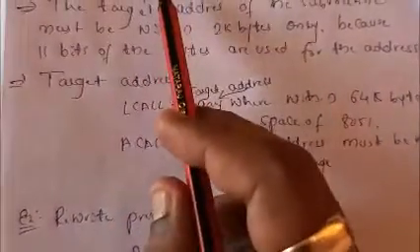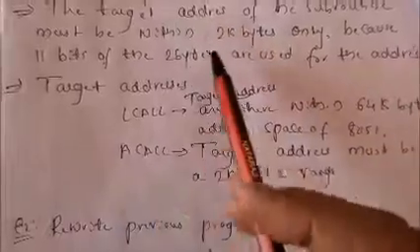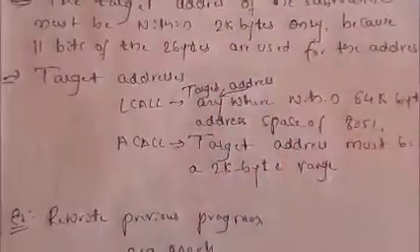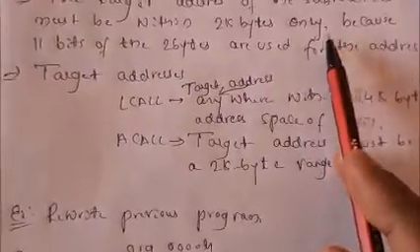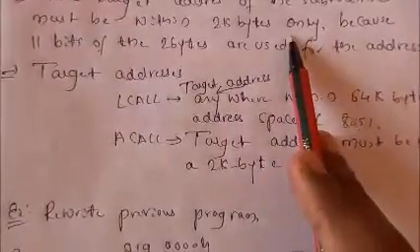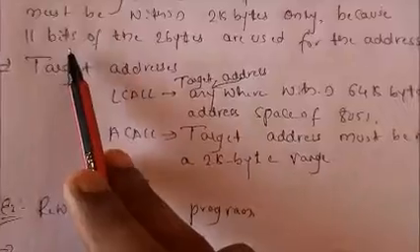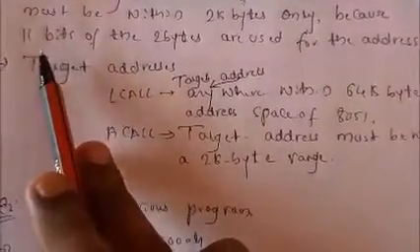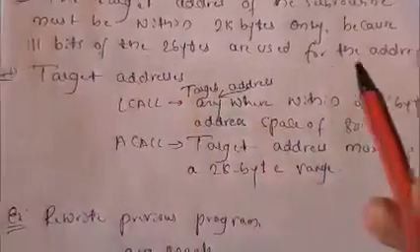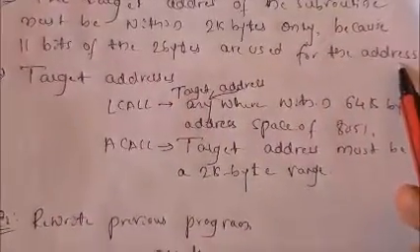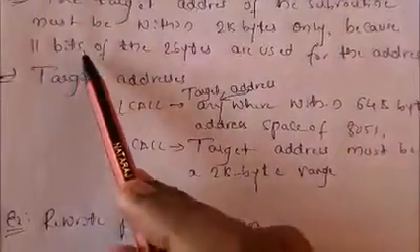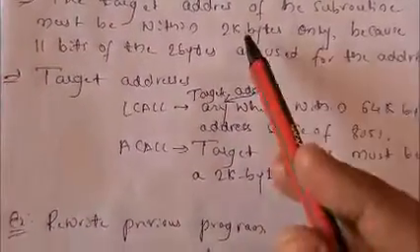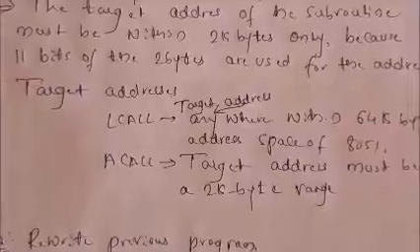At that time we are going to use the absolute call. That means the target address of the subroutine should be within 2K bytes only. Because, as we discussed last week, out of the 2 bytes, 11 bits we are going to use as the address. Out of 16 bits we use 11 bits as the address, so that range is within 2K bytes only.